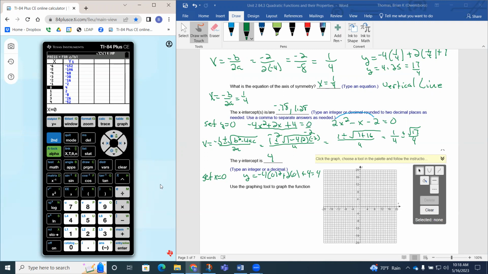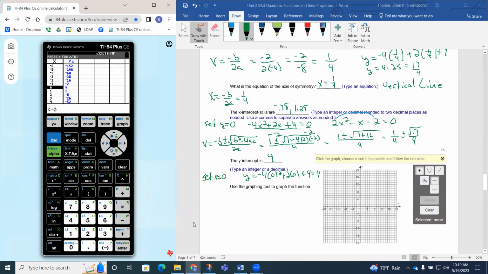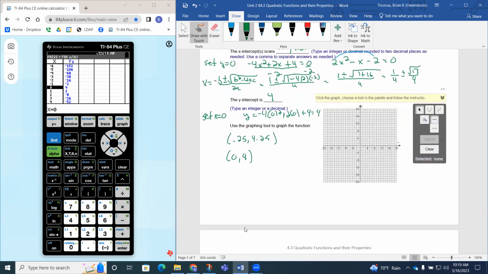So if I want to use this graphing tool, I'm going to hit the parabola. I have to first plot the vertex. Notice the vertex is a little tricky because it's decimal, so you've got to look for 0.25 and 4.25. That's going to be your vertex. And then the other thing you're going to do is graph the y-intercept, which is 0, 4, since that's the easiest other point to plot. So I think that should take care of that question there.